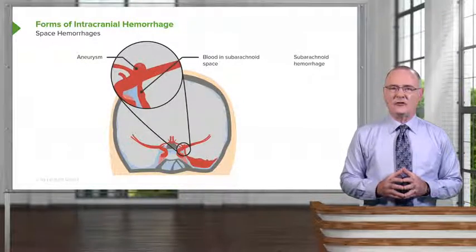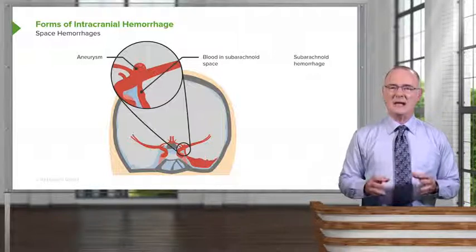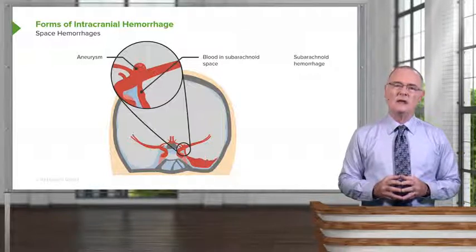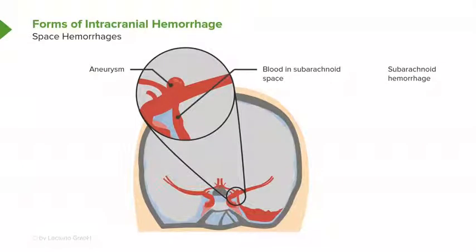This particular slide allows you to understand how there can be a bleed or a hemorrhage into the subarachnoid space. These are going to be due, as we see here, in the area of the circle of Willis. And if we blow this up and zoom in, you can see that there's an arterial defect. There's a weakening of the wall at a branching point within the circle of Willis.